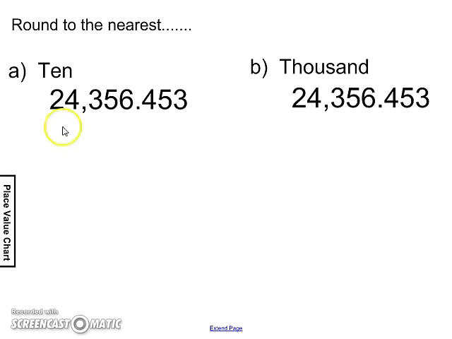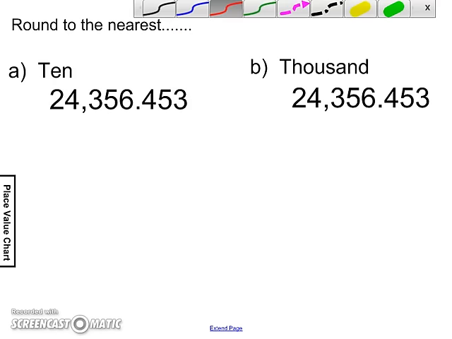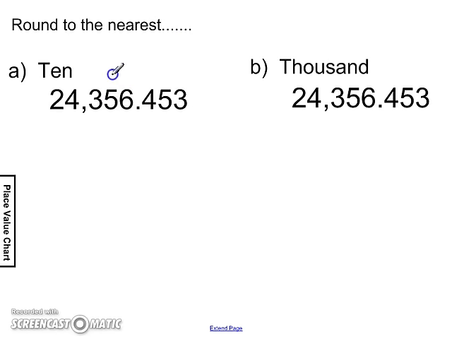So in A here, we're going to round 24,356 and 453 thousandths to the nearest 10, which means first I have to identify the number in the tens position, which in this particular case is the 5. Okay, and that's step number 1. This was on the previous pages. Identify what number, or place, we're rounding to.